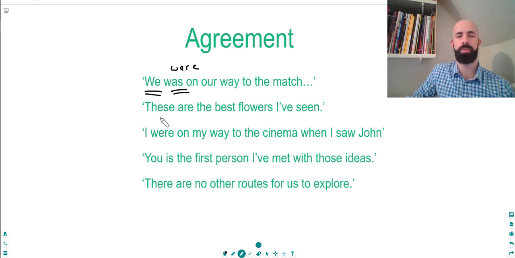Okay, so next up we have the sentence, these are the best flowers I've seen. And these is plural and are is also plural, so they match up together. Okay, so the subject is these flowers, that's obviously plural, and that does match up with are. So that matches up perfectly. That sentence is correct. Next up, I was on my way to the cinema when I saw John.